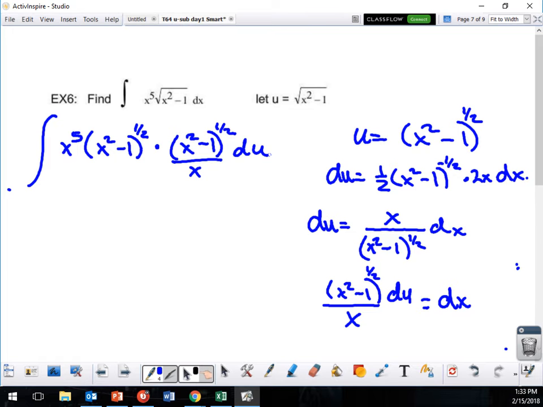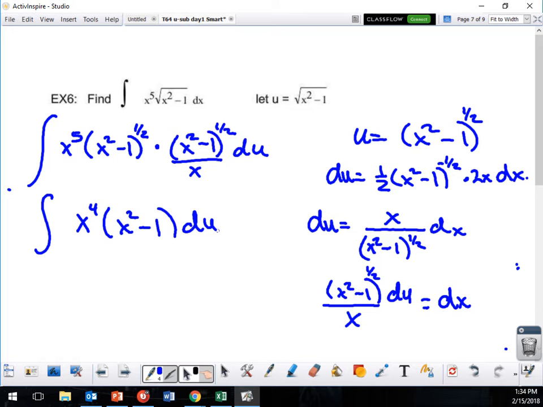And now when I multiply this out, what's going to happen to my x to the 5th? You lose a friend, right? So it's going to be x to the 4th, because that's going to cancel with this x here. And then my x to the 1/2, x to the 1/2, x to the 1, just x to the 1, right? So now this is going to turn into x to the 4th, x squared minus 1 du.